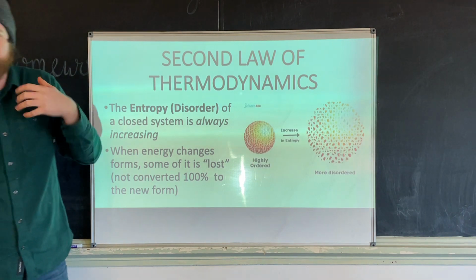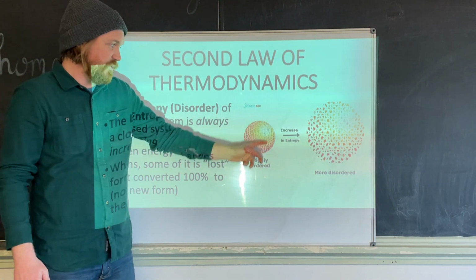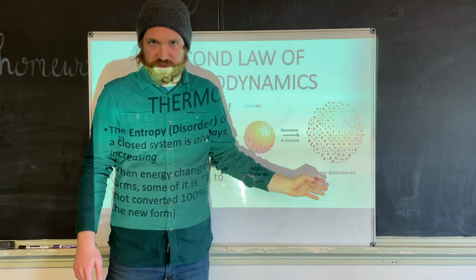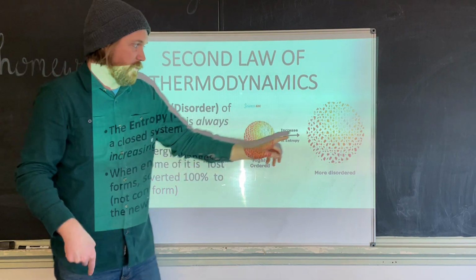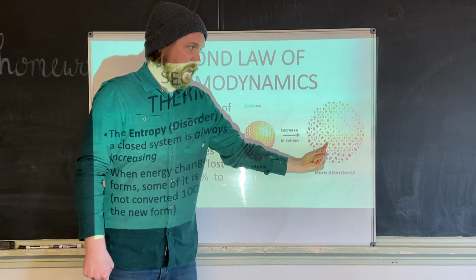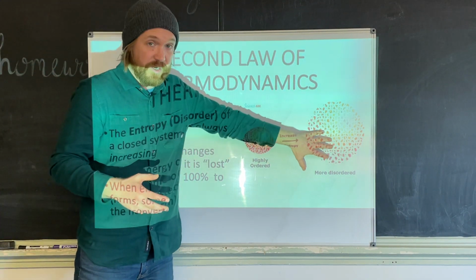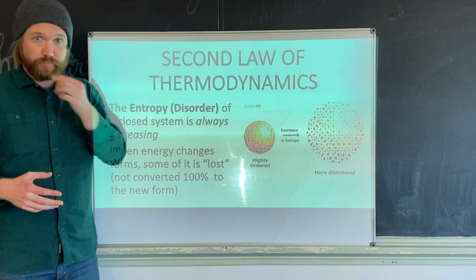If you want to see it visually, because I think this helps, this is a highly ordered system. See how everything is right in place? This is a highly disordered system. This is very low entropy. This is very high entropy. So the more disorganized something is, the more disorder, the more entropy.